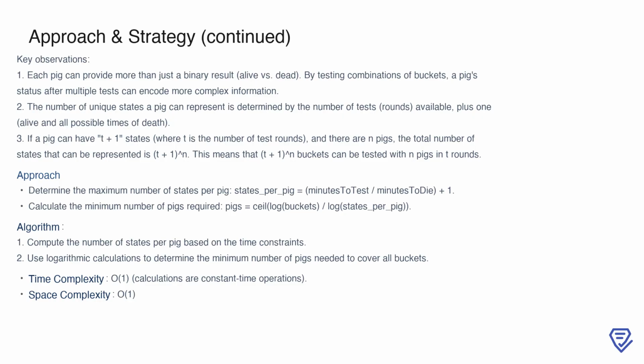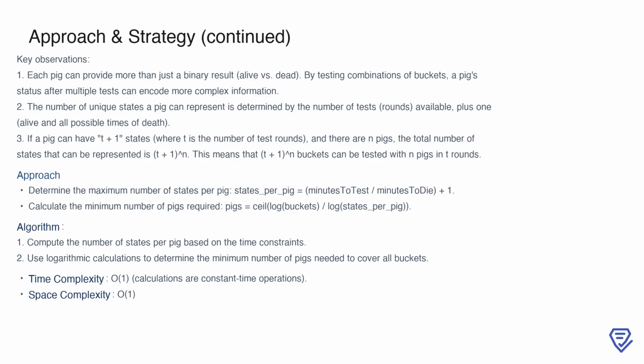When we have n pigs, the total number of unique states they can collectively represent is (t + 1)^n. This means that with n pigs in t rounds, we can test up to (t + 1)^n buckets. Using this insight, we can calculate the number of pigs needed based on the time constraints.